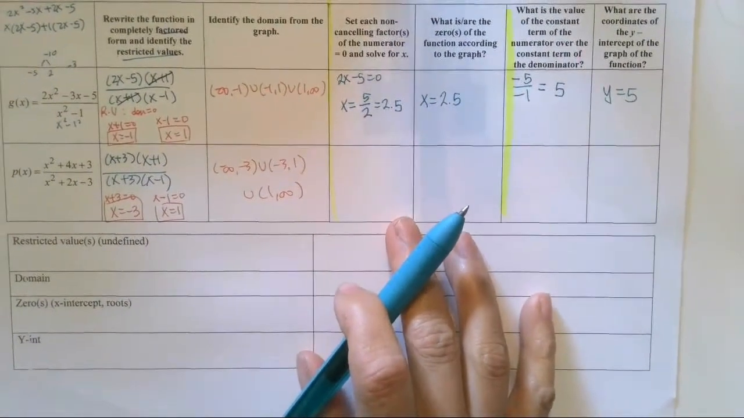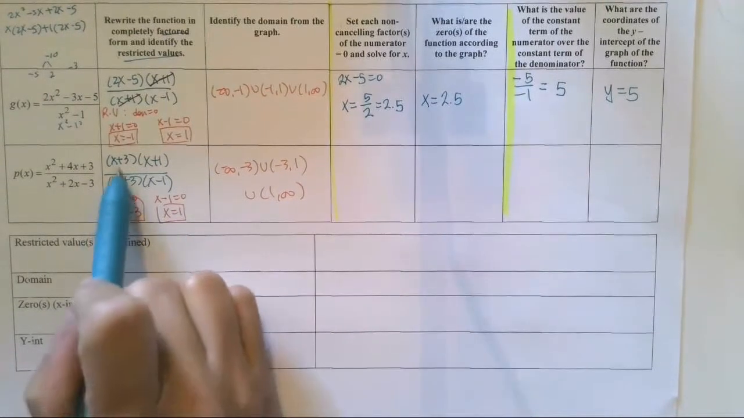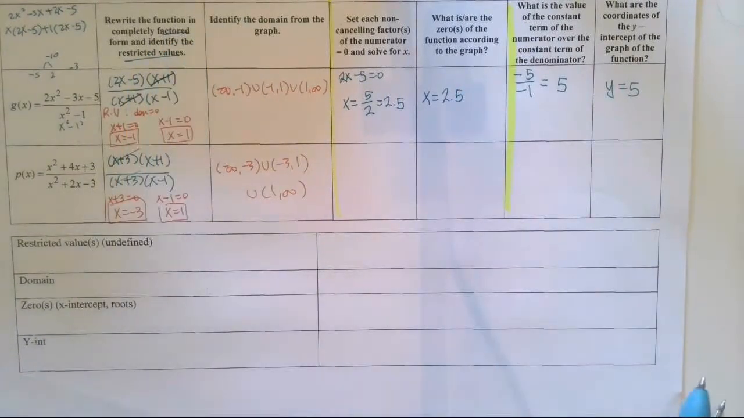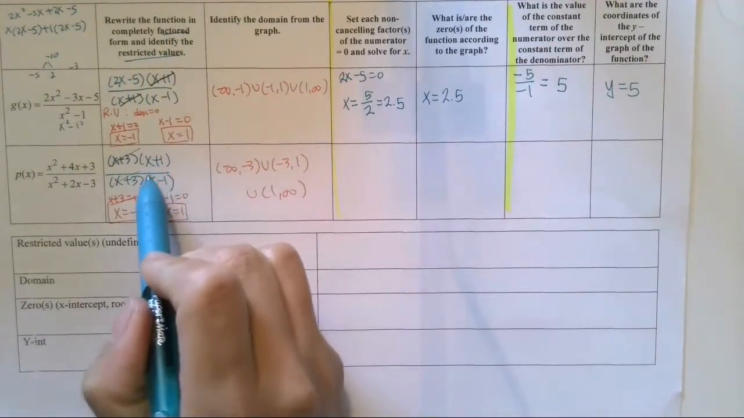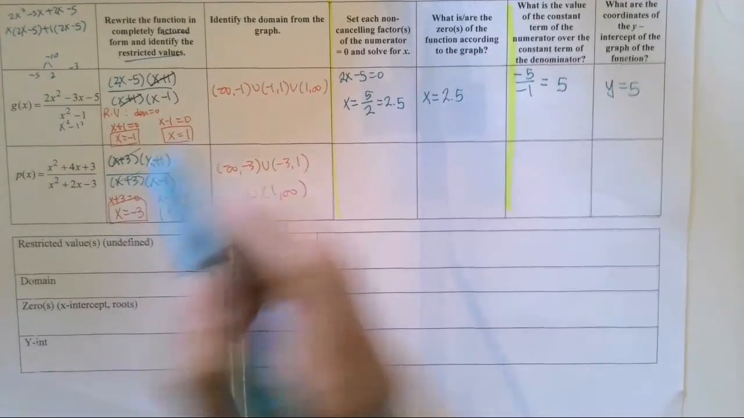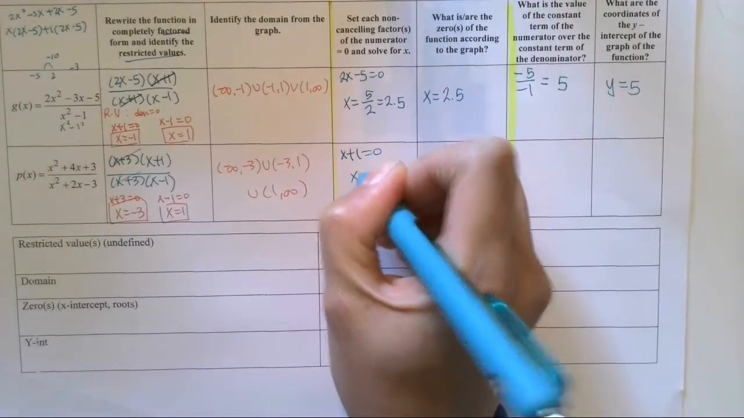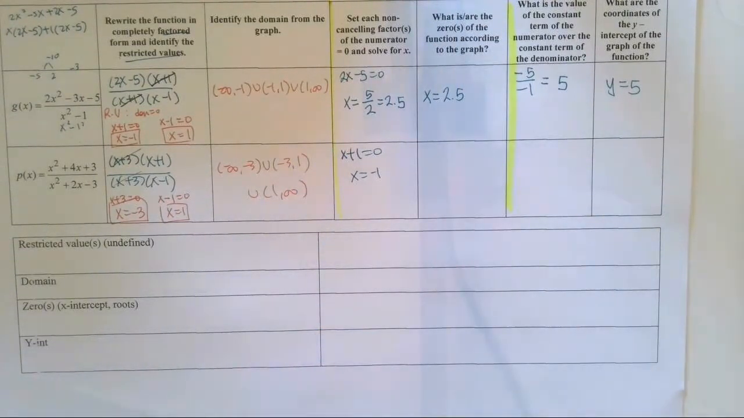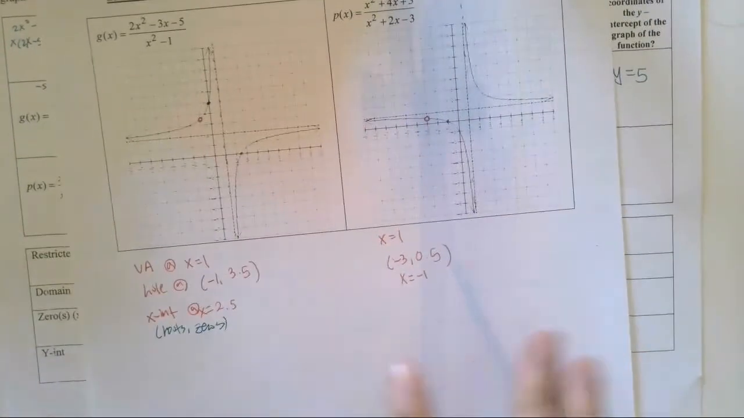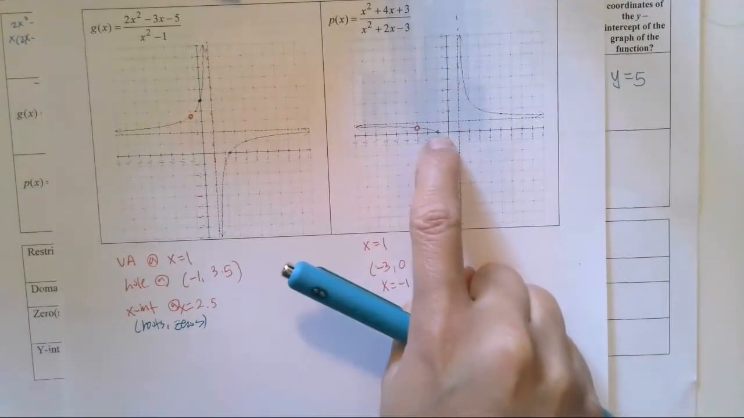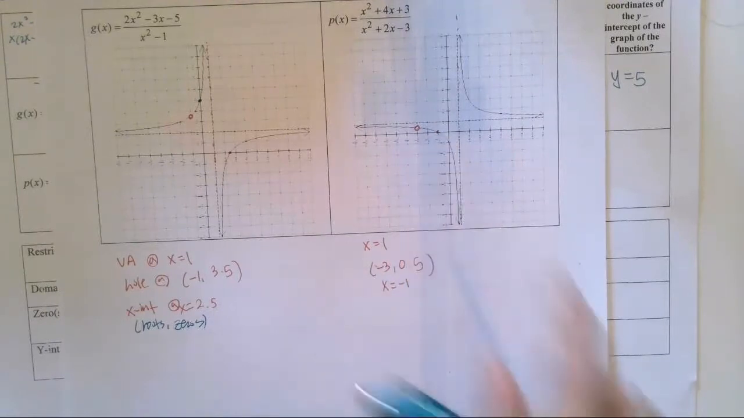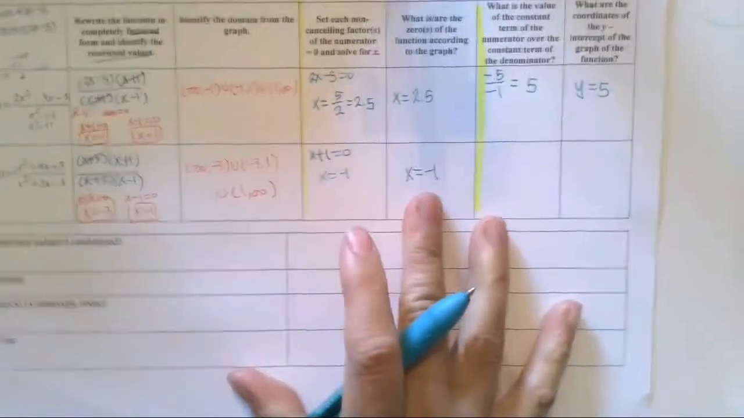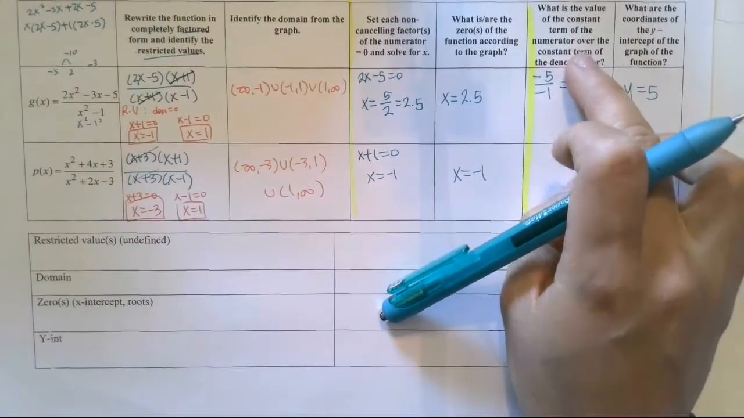Alright, next. Non-canceling factor of the numerator equal to 0. So in my numerator, in the factor form, x plus 3 is the canceling factor. So the non-canceling factor of the numerator is going to be x plus 1. X is equal to -1. What is the zero of the graph? Where's your x-intercept? Right here at x equal to -1. X is equal to -1. Aha!